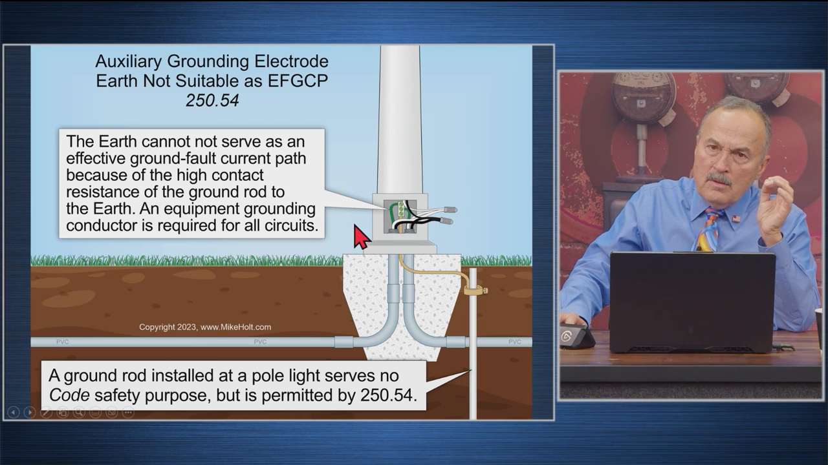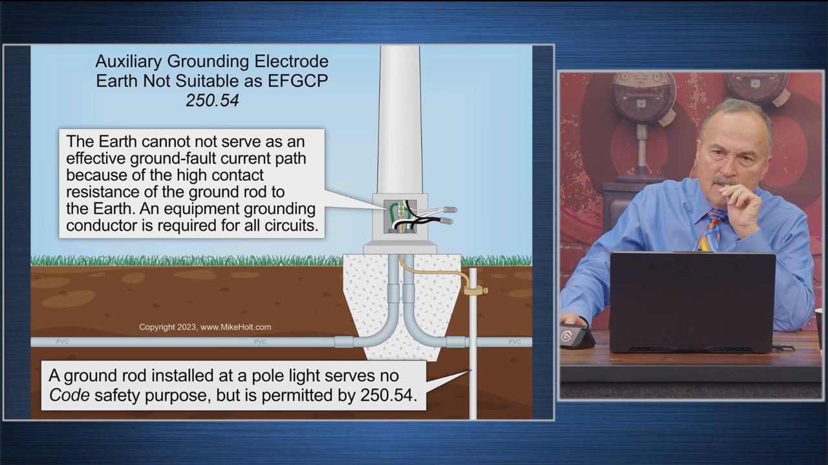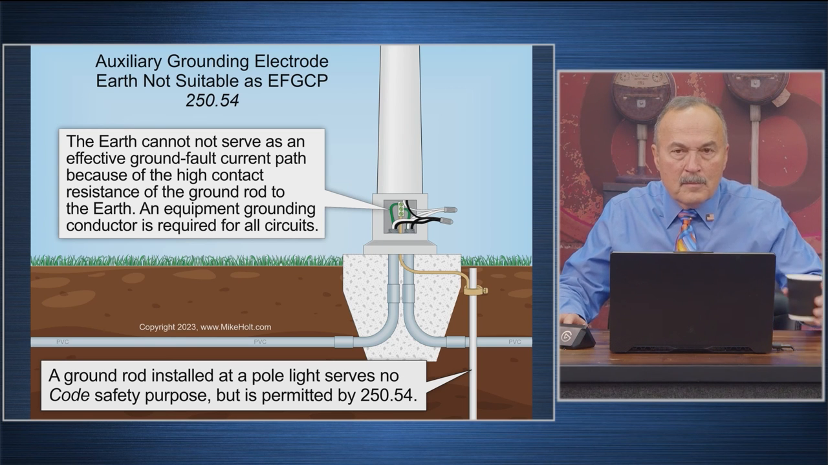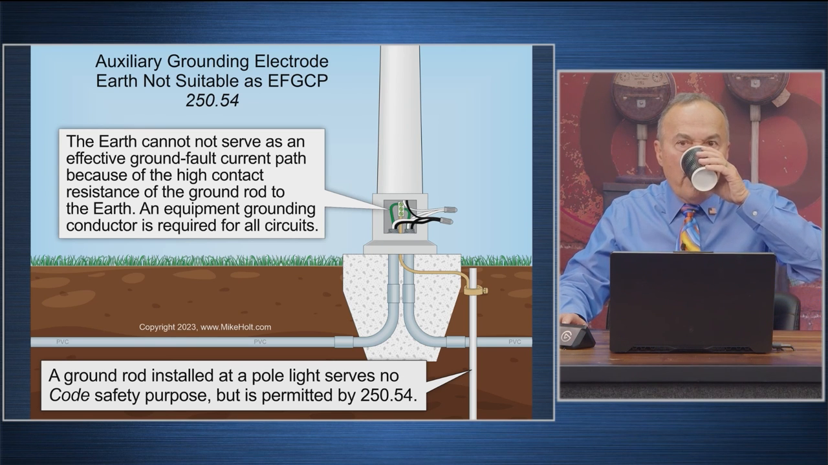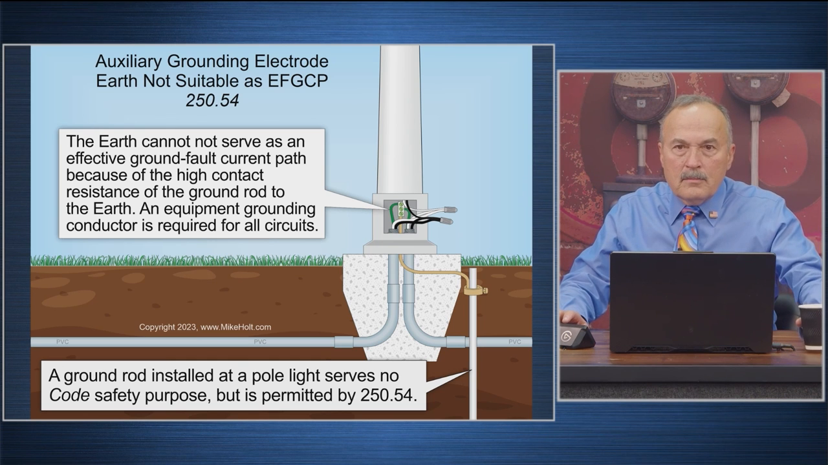Okay, so 250.54, auxiliary grounding electrodes. The last sentence. The last sentence. But the earth shall not be used as an effective ground fault current path as specified in 250.4(A)(5).